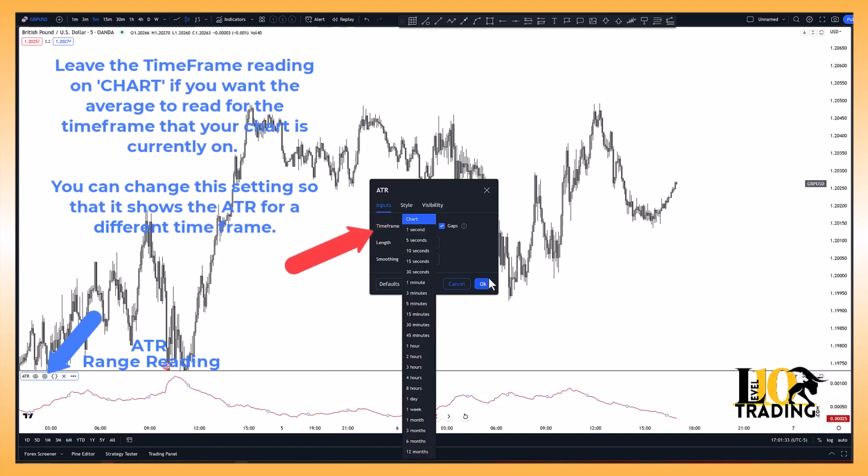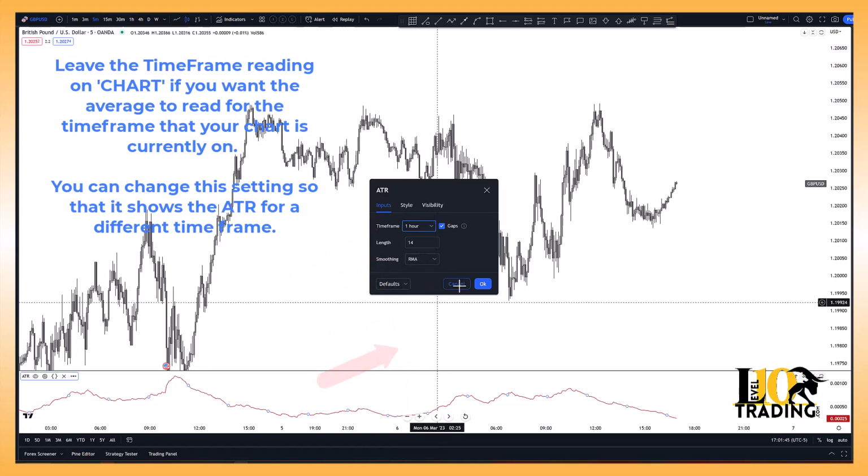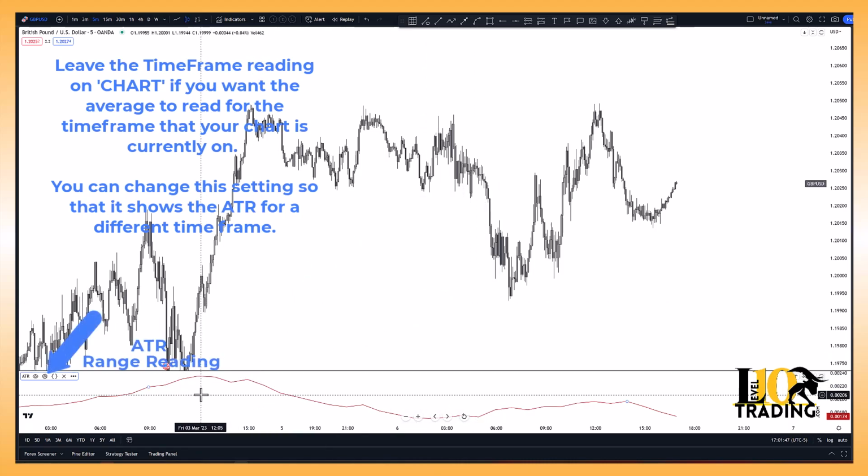And if you click right here on the gear for settings, it says, hey, what time frame do you want to see? Meaning that if you are trading on, right now my chart happens to be sitting on the 5 minute, but say you want to see the ATR for the 1 hour, you would just come up and click on 1 hour and say okay, and you're going to see very, very different readings at the 1 hour than you were seeing at the 5 minute.